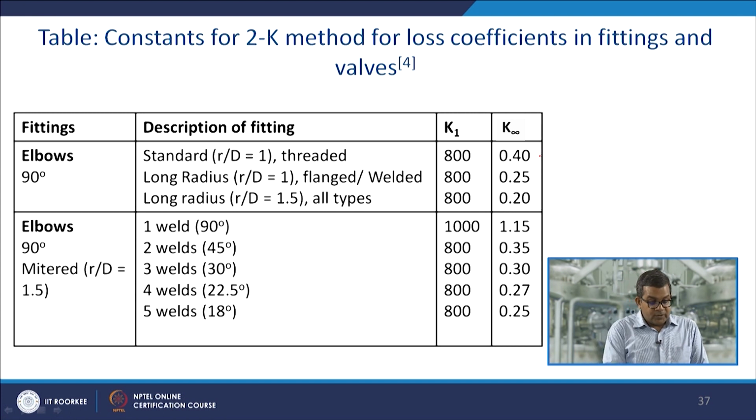Similarly for the elbow which has mitered, at R by D equal to 1.5, one weld 90 degree, 1000, 1.15; two welds 45 degree, it is 800 and K infinity is 0.35; three welds 30 degree, 800, 0.30 K infinity; four welds 22.5 degree, that is 800 and 0.25; and five welds 18 degree, that is 800 is K1 and 0.25 is K infinity.